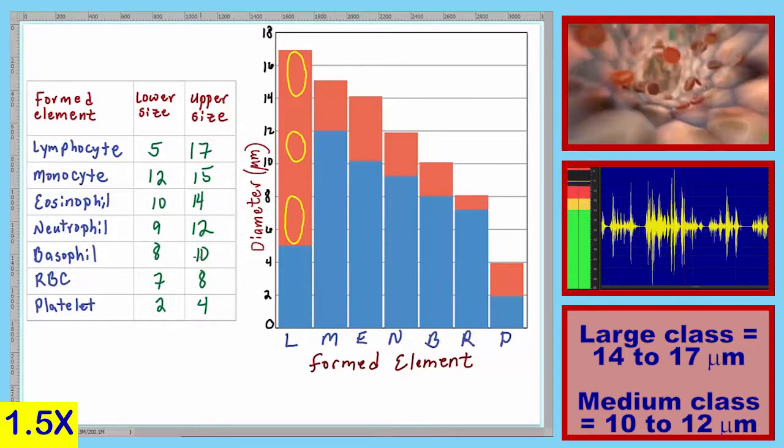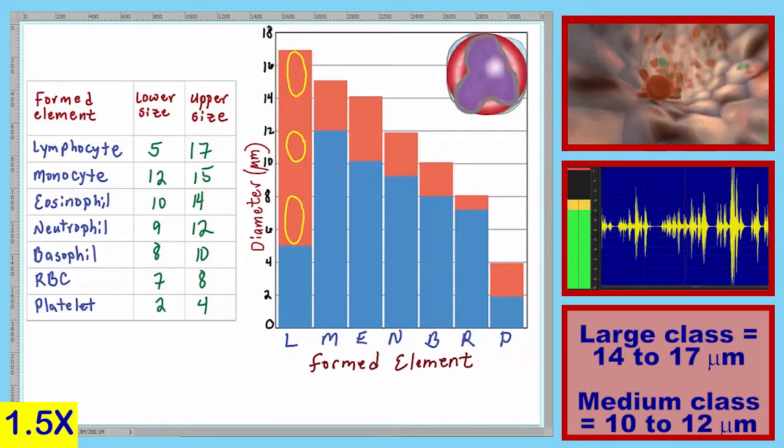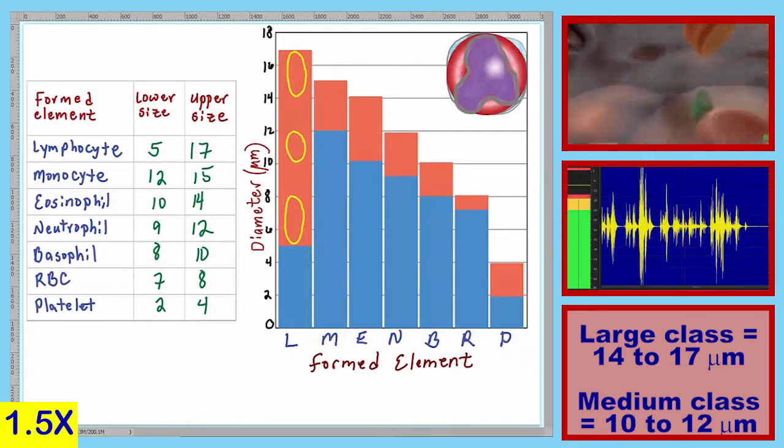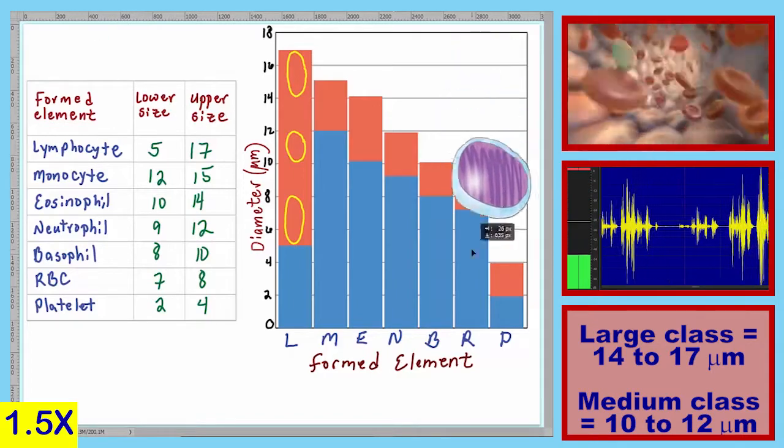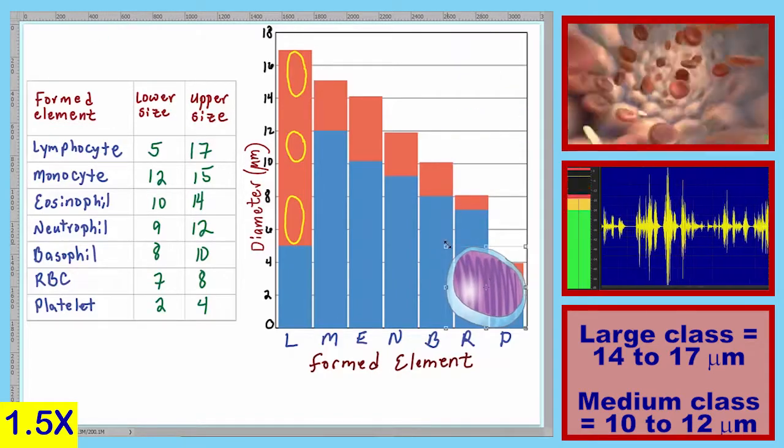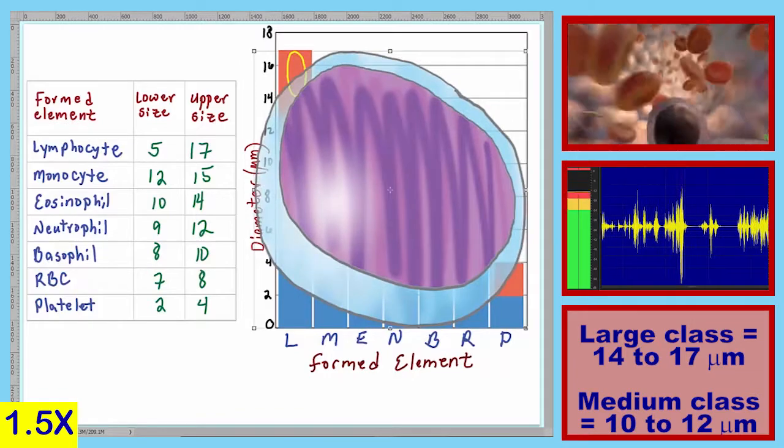So we're going to use the upper limit size for these. So I'm going to bring those up. So these are all of our formed elements here. I'm going to get rid of all of them except the largest one for now. So here we have a lymphocyte. So I'm going to put it right in this corner. So I want them to all be sized relative to one another. I'm going to get it to be 17 here. There's our lymphocyte. I'm going to hide that one.